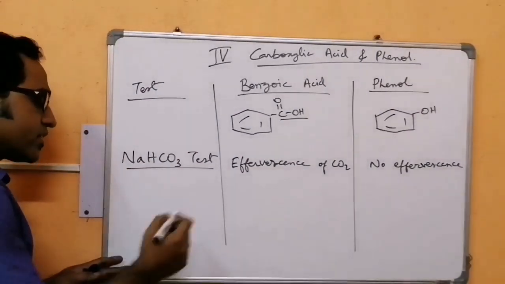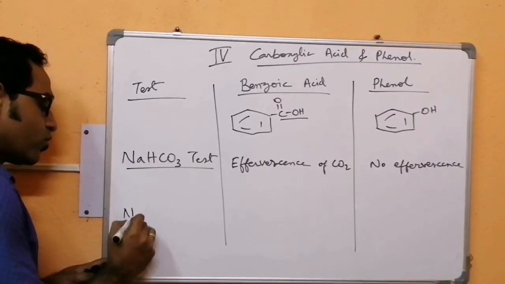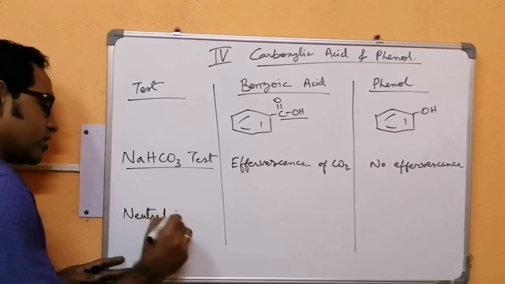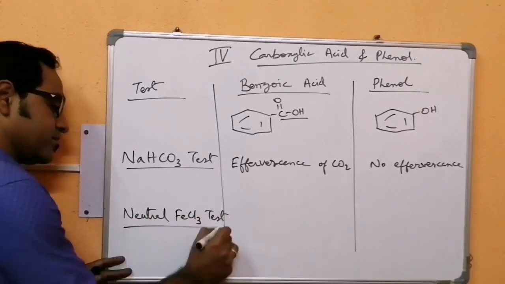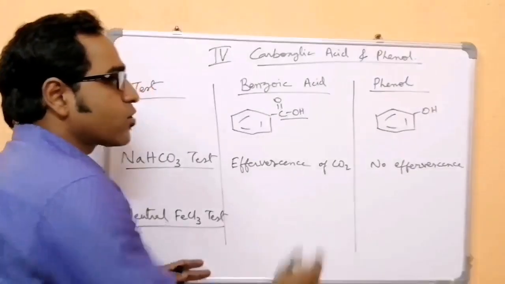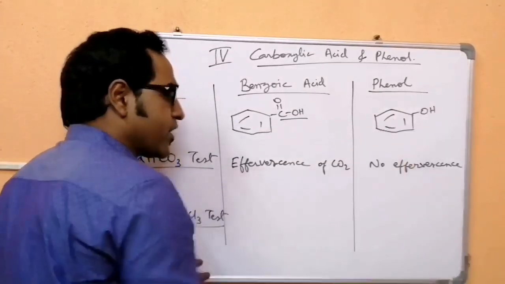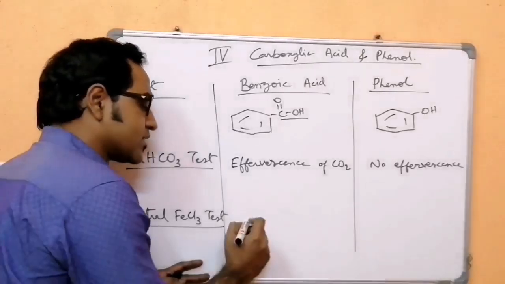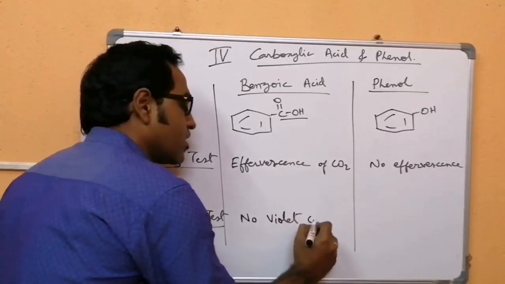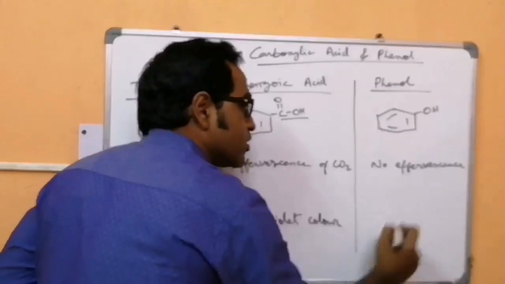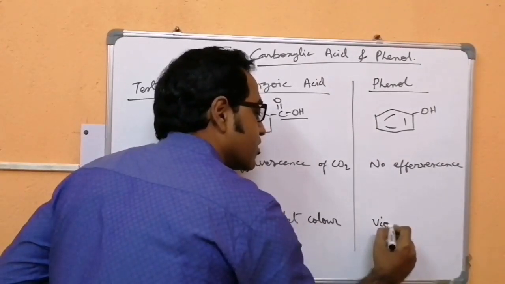You can do other tests like the neutral ferric chloride test. Neutral ferric chloride test is specific for phenol. In case of benzoic acid, you will write no violet color. Here you will write violet coloration.